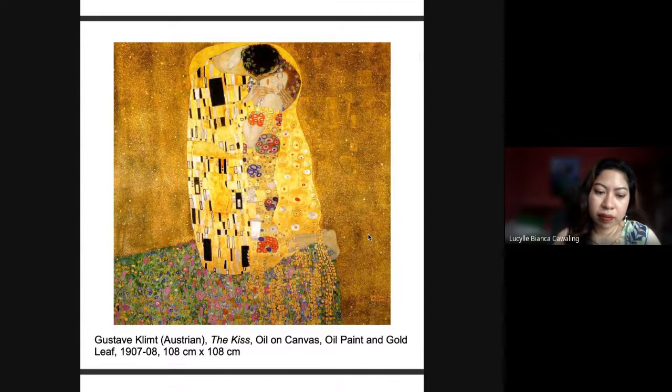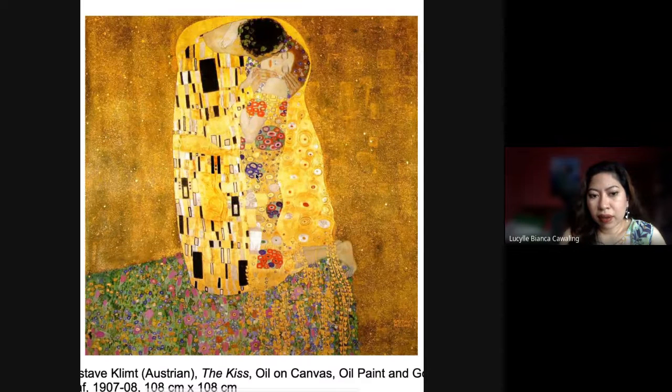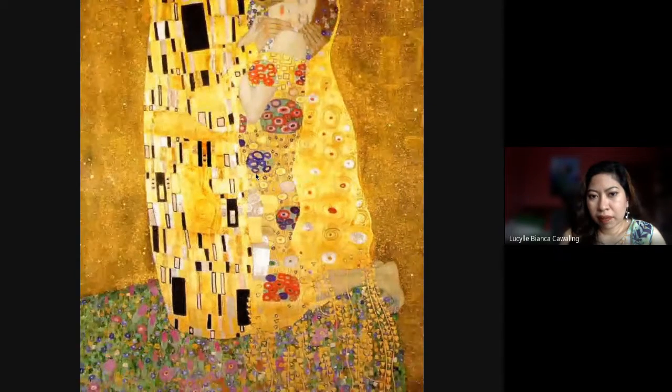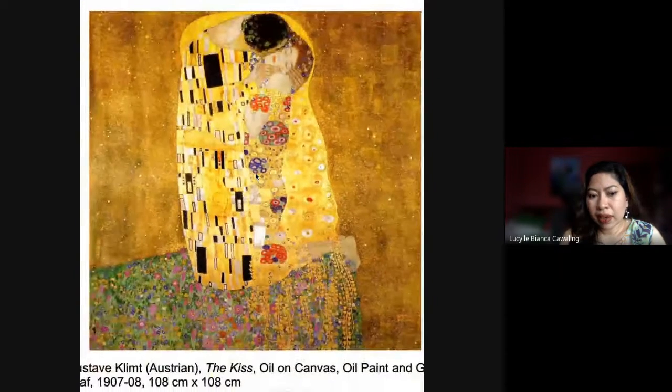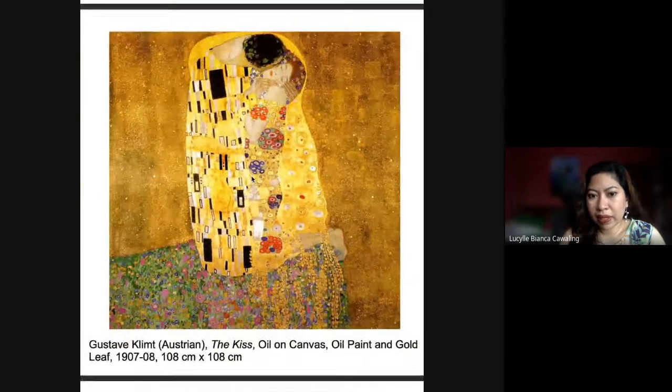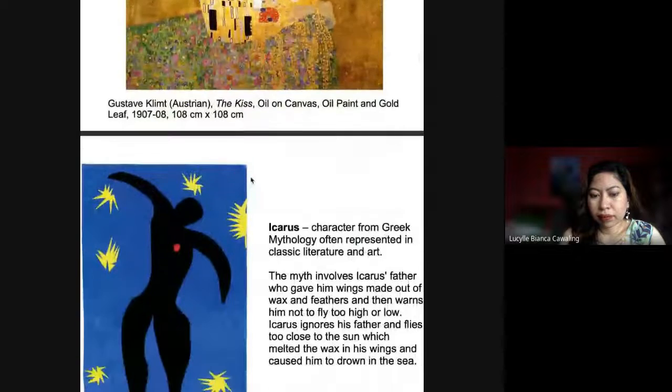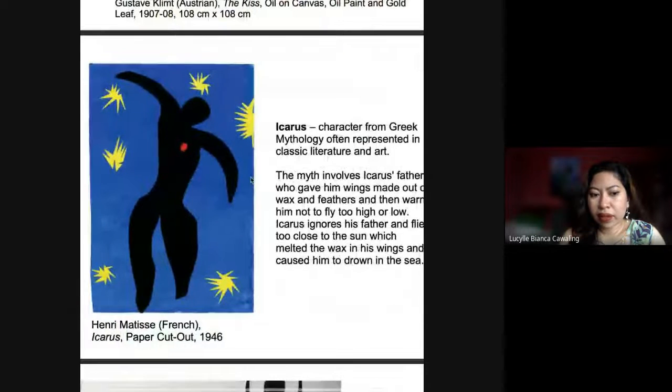So, Gustav Klimt, you have the Kiss. This is oil and canvas and painted in gold leaf. So, if you could see how the shapes are all over this painting, it makes a very beautiful and unique painting as well.